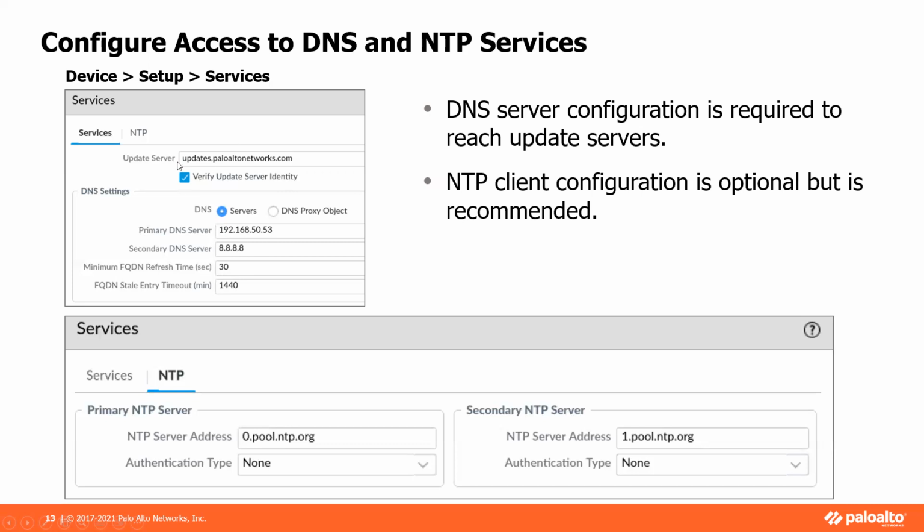Up here at the top, this update server is going to be important. So you can run updates.paloaltonetworks.com. However, they do have like a beta one and an alpha one, and you can set up the different servers that you want to pull from. You will want to check this box for verifying update server identity.